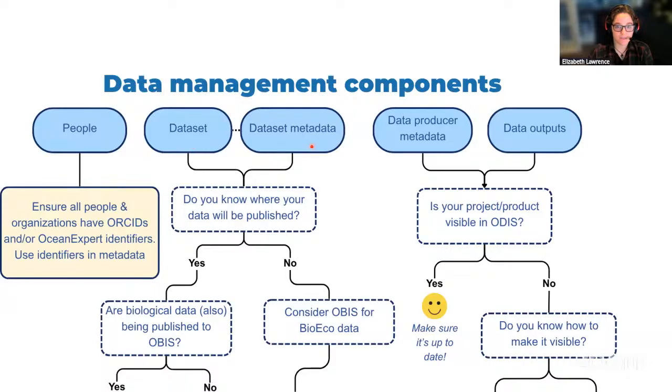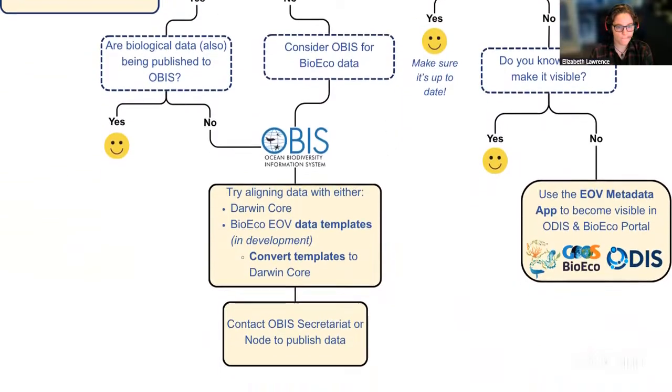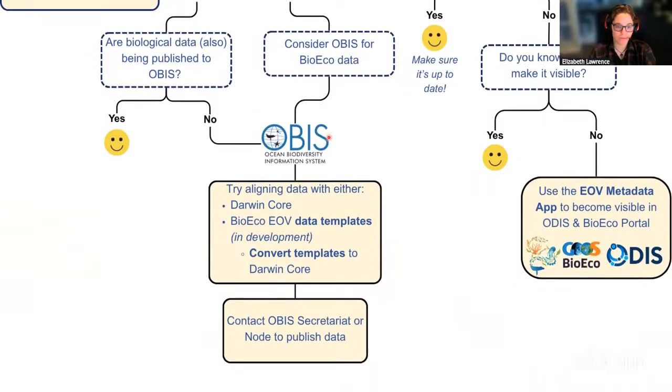Then for the data sets and metadata, the first question we want to ask is, do we know where we're publishing our data so that it will be FAIR? If we already do know where it's being published, or if we don't, we highly recommend considering OBIS for the biological and the BioEco data. And then when preparing data to be published to OBIS, we recommend trying to align your data with the Darwin Core standard, so using some standardized terms for your data column names.